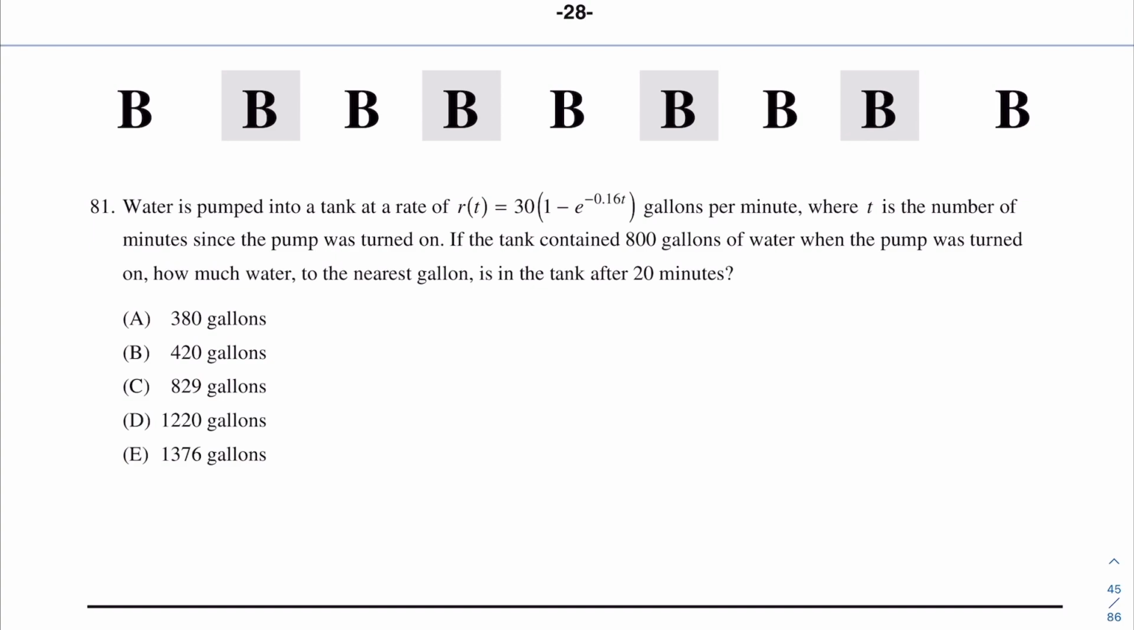So this one is a simple integral. We just need to sum up the gallons that are accumulated using this rate equation, and we're also given a starting value of 800. So the equation would be something like 800 plus the integral from 0 to 20 of r of t dt. And this one you definitely would want to use your calculator, and when you solve it out, you would get the answer D, 1,220 gallons.